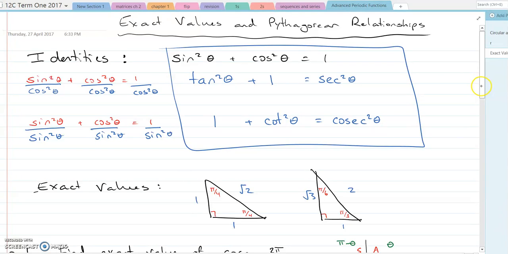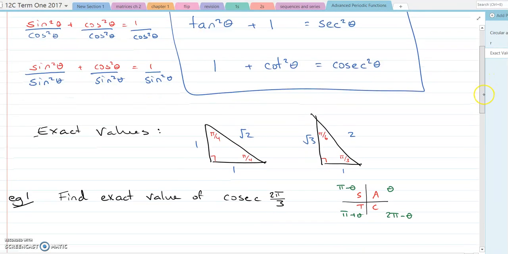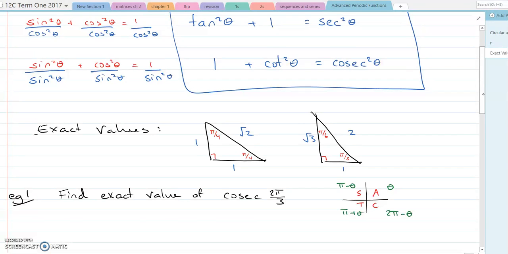And then just exact values for your special triangles. You need to know your special triangles. Alright, let's have a look at some examples. Find the exact value of cosecant 2 pi over 3.